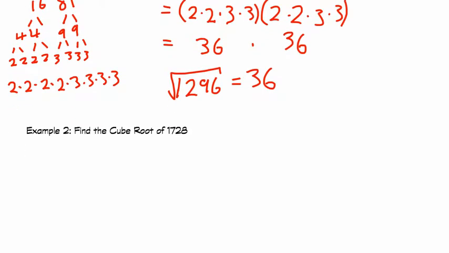Next, we will find the cube root of a number. To find the cube root of 1728, we want to find the prime factorization. If we do the prime factorization of 1728, we get 2 times 2 times 2 times 2 times 2 times 2 times 3 times 3 times 3. What we want to do with the cube root is take the prime factorization and group them into groups of 3.